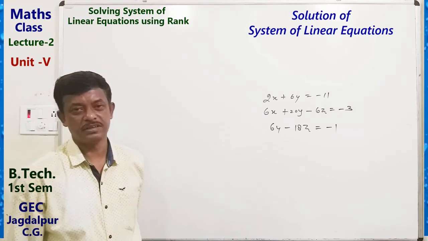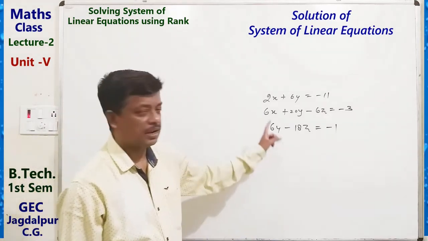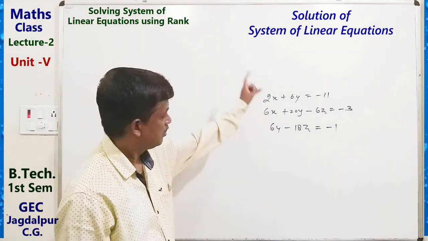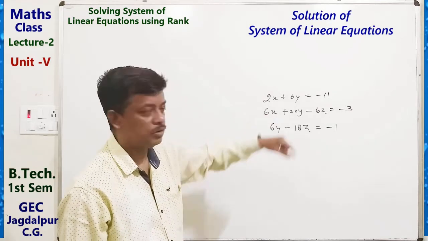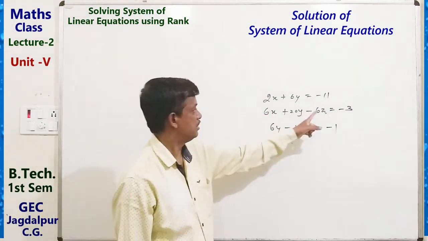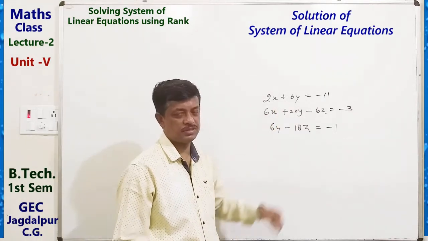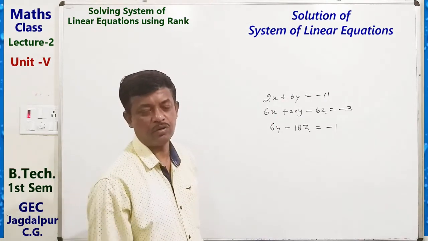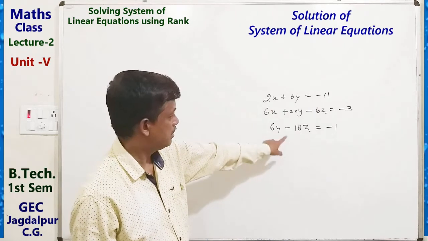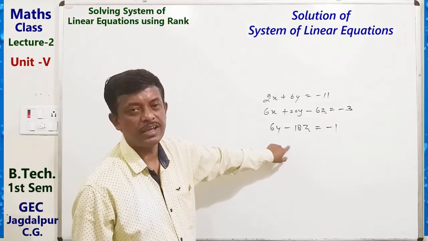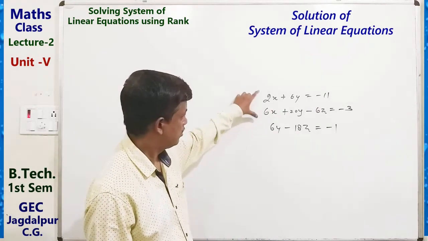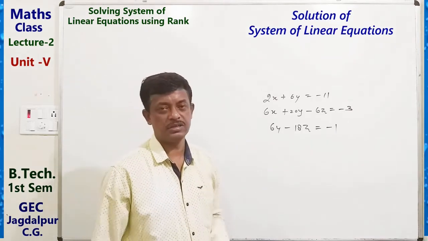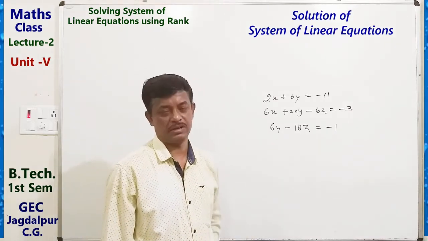In this system of equations, how many unknowns are there? Three: x, y, z. Here z is not present, so we just have to apply a 0 coefficient to z. Here, a 0 coefficient to x. So make the first equation complete, then you can write it in matrix form.